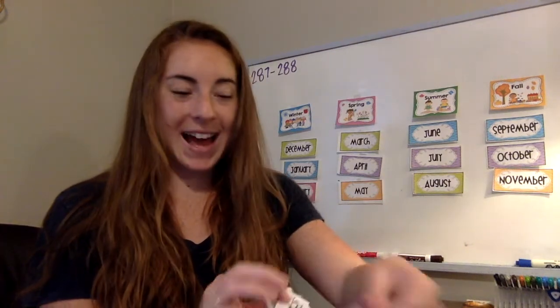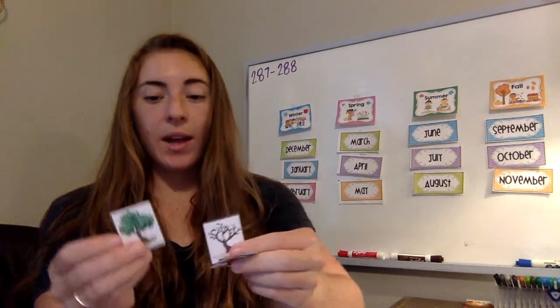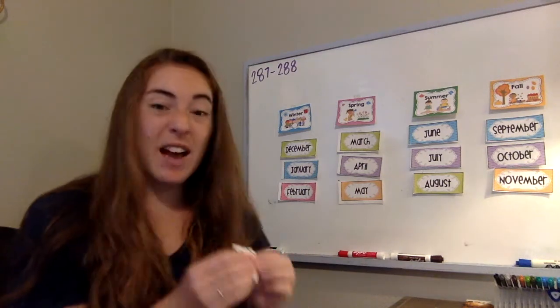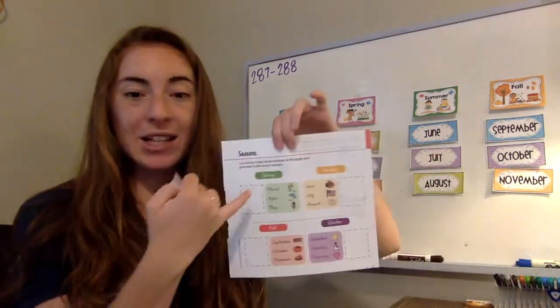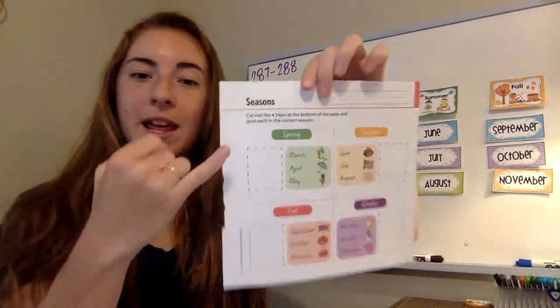So we should have our 4 trees cut out now. We have our orange one, our green one with some white flowers, our one with no flowers and it looks like snow, and then our beautiful green one. And so what we have to do is put the tree next to the season we think it fits best.